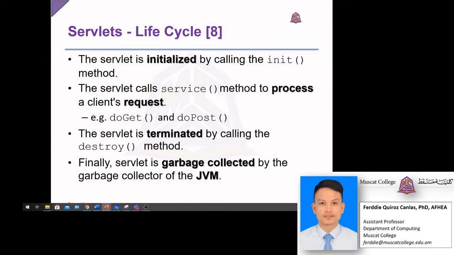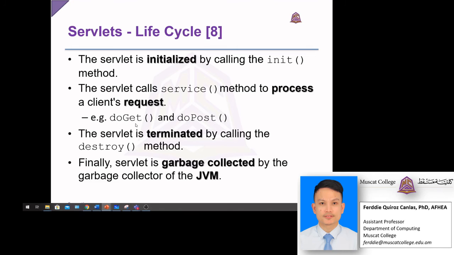So let me just go back to this. If you remember last time, servlets have a life cycle. The servlet is initialized by calling the function init, and then the servlet calls the service method to process a client request. Whenever this method is invoked, the server is capable of accepting and processing requests. This request can be done with doGet and doPost. I think I discussed these two with you last meeting.